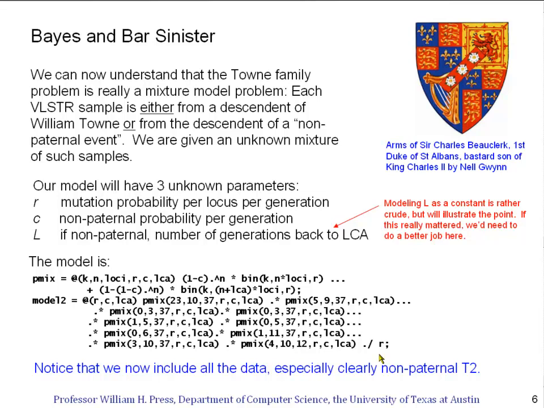Notice that now in this model we're not trimming any data. That's the whole point here. It's a mixture model and we can include all the data. So that's why we have a factor with 23 mutations here. And then down here we have a factor with 4 mutations but in only 12 loci here. It's the entire data set.